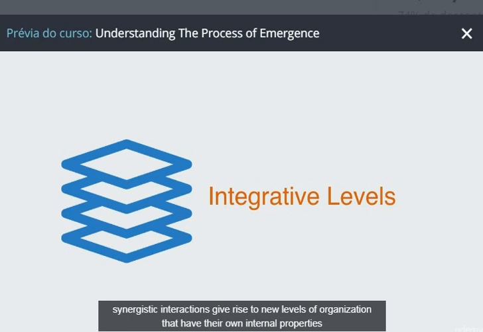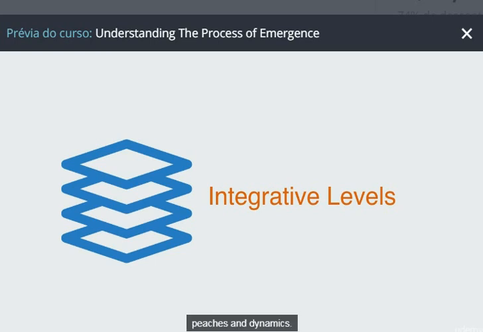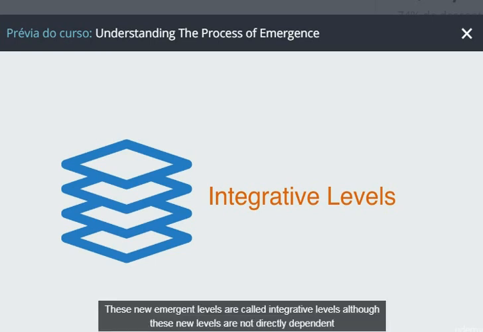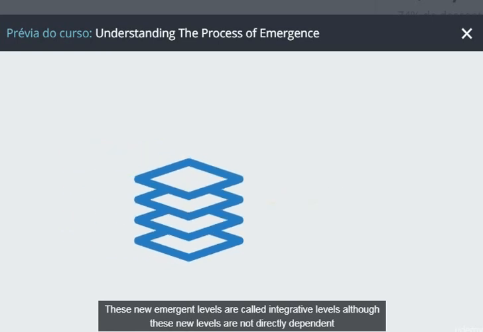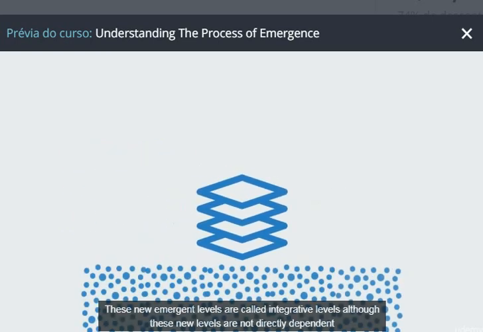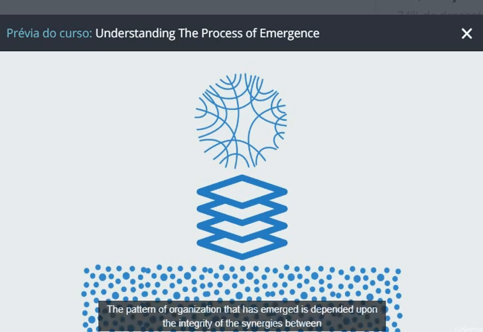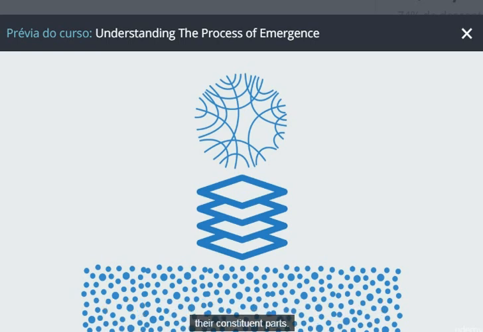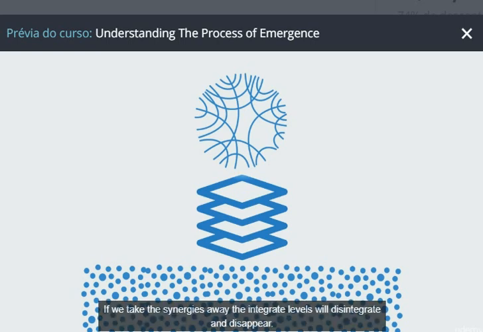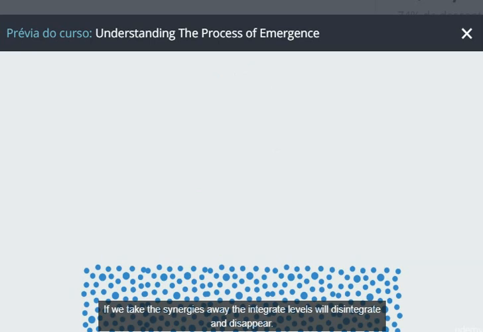Synergistic interactions give rise to new levels of organization that have their own internal properties, features, and dynamics. These new emergent levels are called integrative levels. Although these new levels are not directly dependent upon the properties of their parts, the pattern of organization that has emerged is dependent upon the integrity of the synergies between their constituent parts. If we take the synergies away, the integrative levels will disintegrate and disappear.